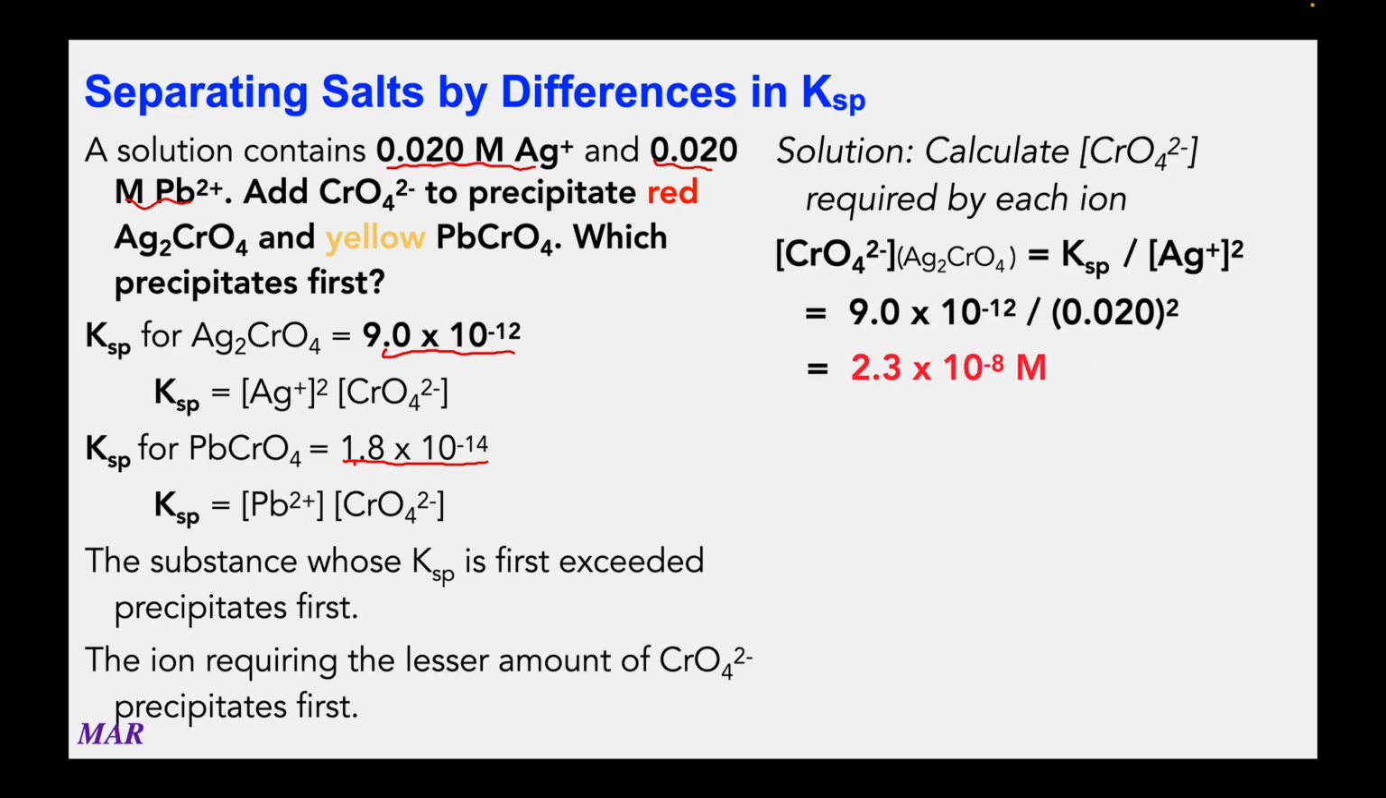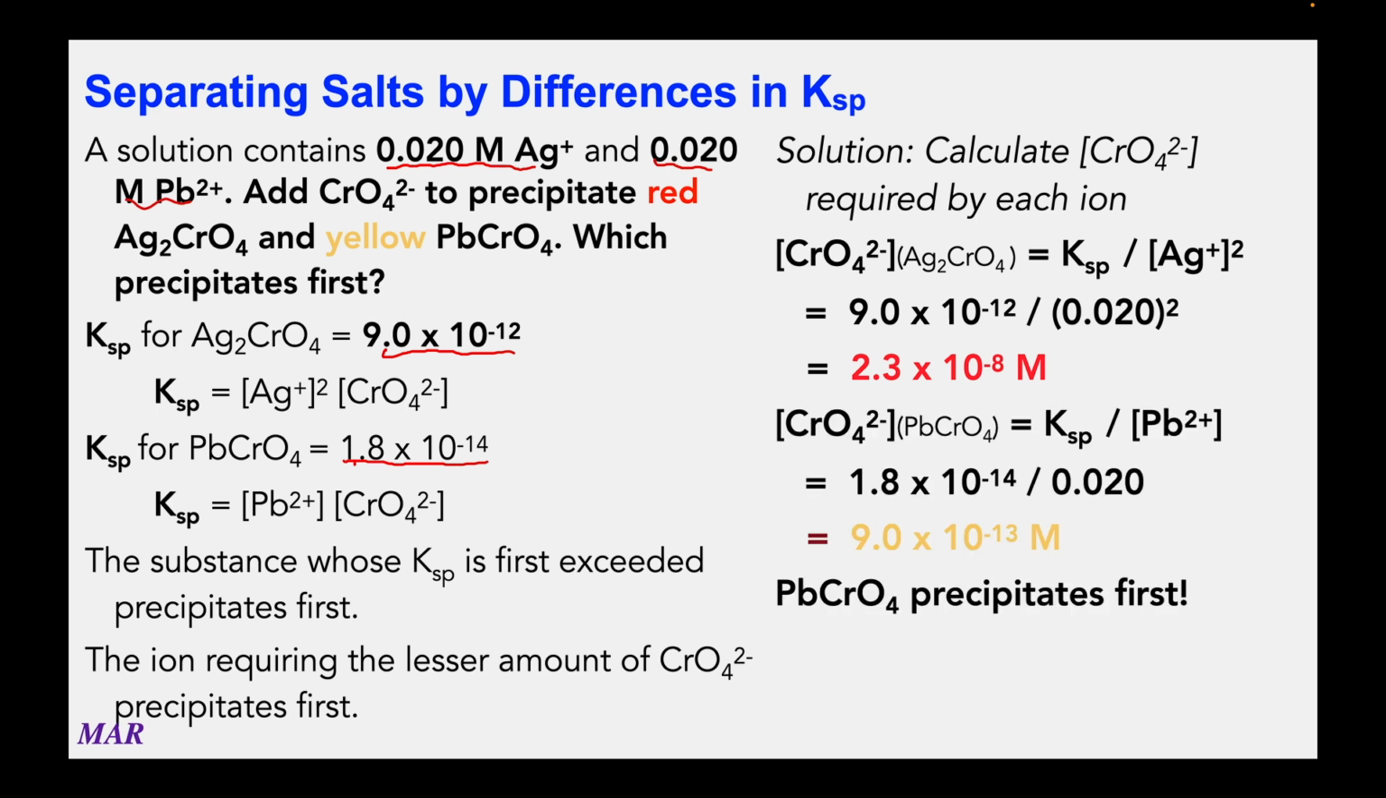So for the silver chromate, when you want to find the chromate, that's going to equal the KSP divided by the silver ion squared. And you can see that number there comes out to be 2.3 times 10 to the minus 8th moles per liter. And that's an important number we'll come back to here in a little bit. But it doesn't seem to be a very big number, so that's kind of neat.